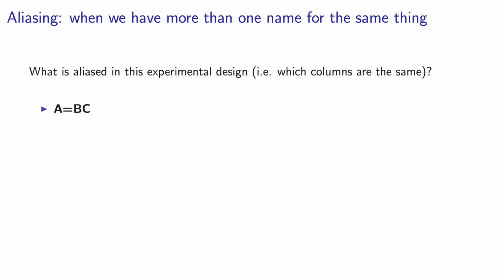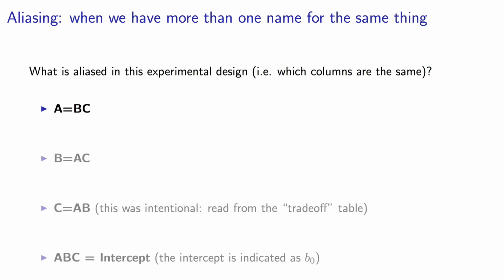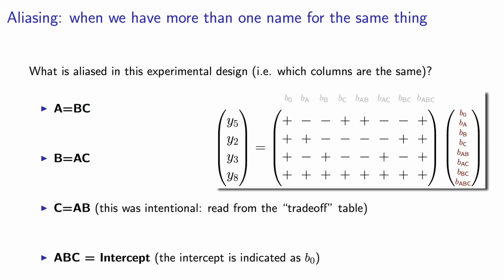Back to these experiments, where the alias for A is B times C. There are three other aliases. B is the alias for A times C, and C is the alias for A times B, and that one was intentional, remember? We chose to set C as the product of A and B in our design. Finally, the last alias: the three-factor interaction between A, B, and C is aliased with the intercept.